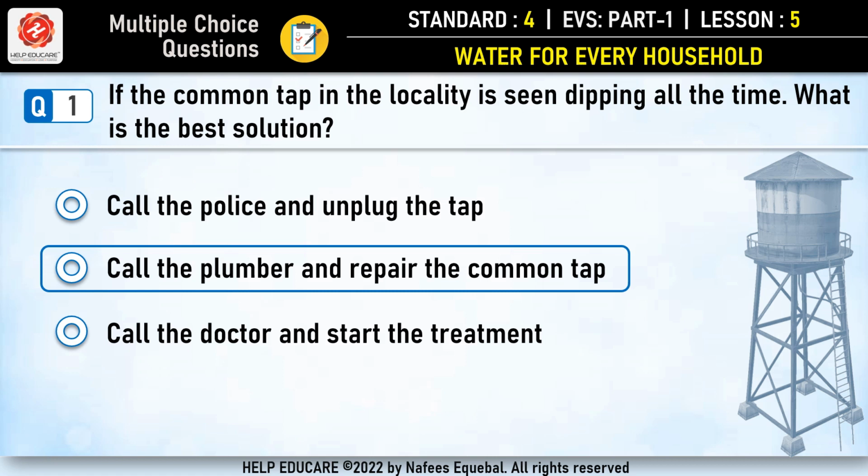Correct answer is, call the plumber and repair the common tap.